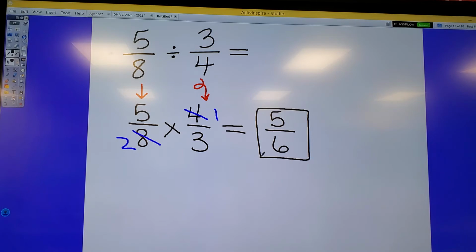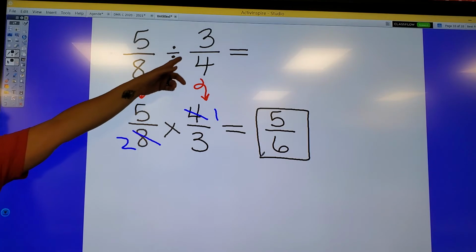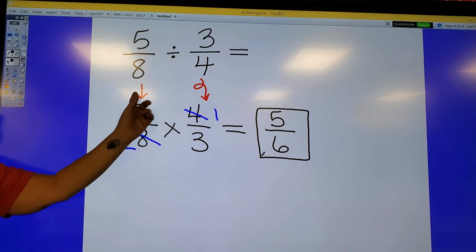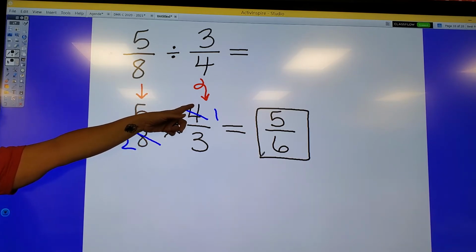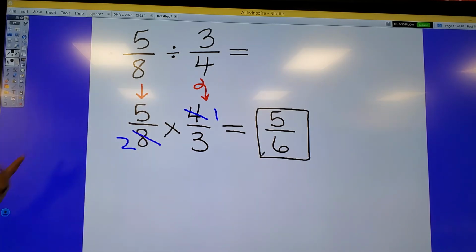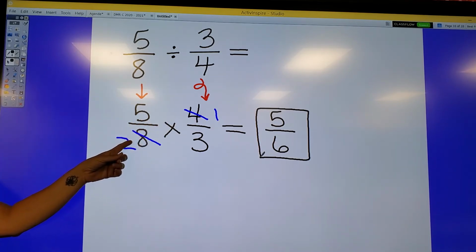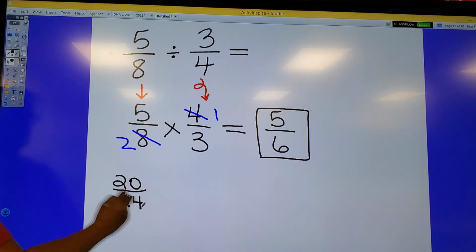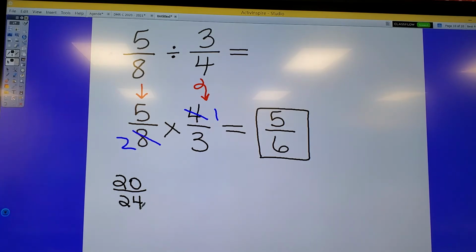All right, so your answer should be 5/6. So again, we kept 5/8 the same. We flipped 3/4 to make it 4/3. I kind of like using the arrows, like a straight arrow and then a little loopy arrow. That might help you, or you might not need to use arrows at all. Your 8 and your 4 can be simplified. You can divide them both by 4. So then multiplying straight across, you get 5/6 and you're finished. Now, if you wouldn't have cross reduced, you would have ended up with 20/24, which again would simplify to 5/6. Any questions about that one?